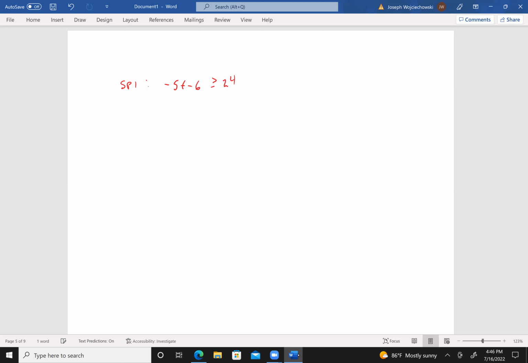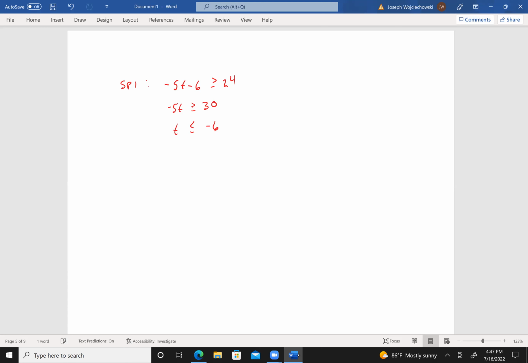So essentially, we solve this the same way. We have -5t is greater than or equal to 30. Now I'm going to divide both sides by -5. That gives me t, and this gives me -6. And don't forget, I divided by -5 to change the sign. So in this case, t is less than or equal to -6.